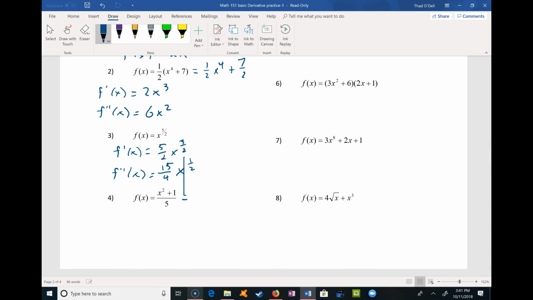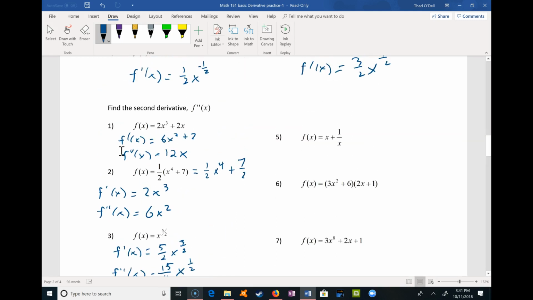This one I'd rewrite that as 1/5 x squared plus 1/5. And the first derivative would be 2/5 x. Second derivative would be 2/5. Let's keep going here.